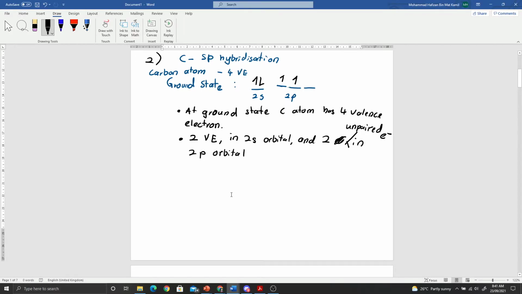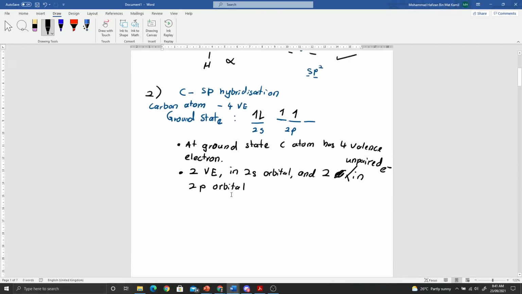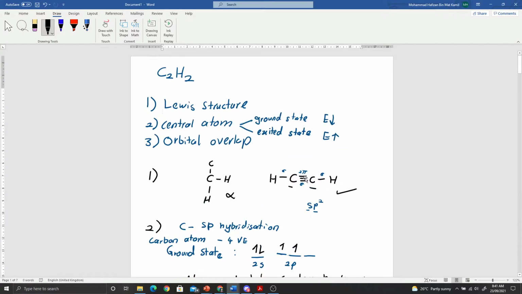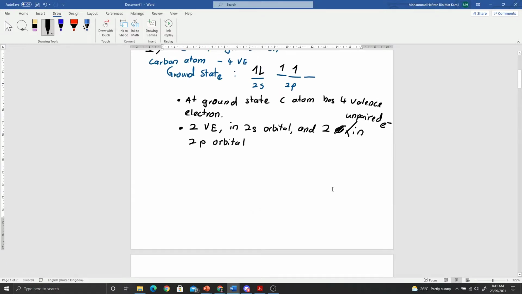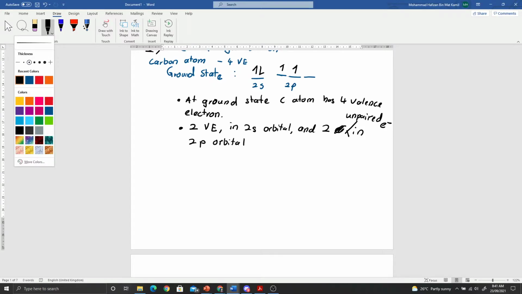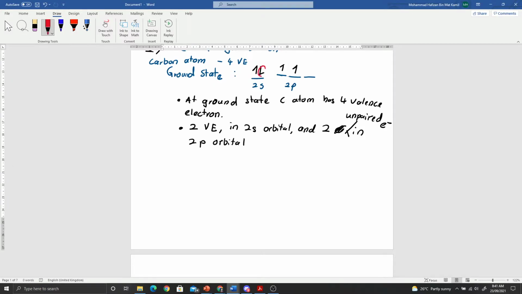So, untuk to make bond where dia ada pi bond juga and also 2 sigma bond, the electrons must be excited. So apa yang diorang buat is one of this electron is di excitekan masuk ke dalam 2p untuk jadi single pair juga. So it has a four unpaired electron.